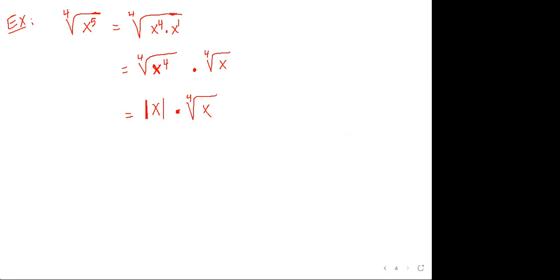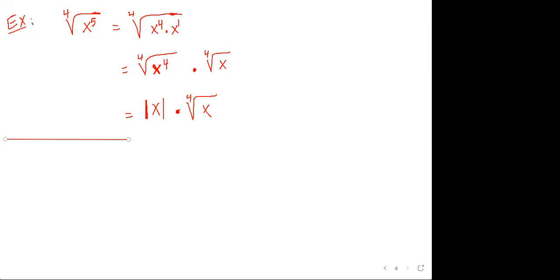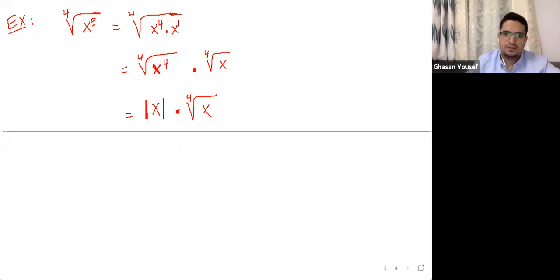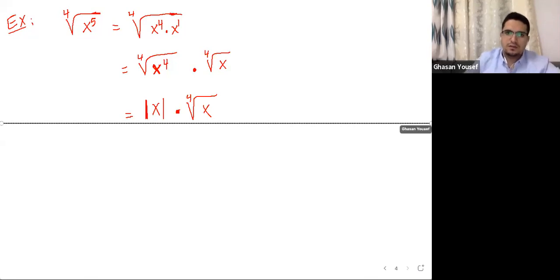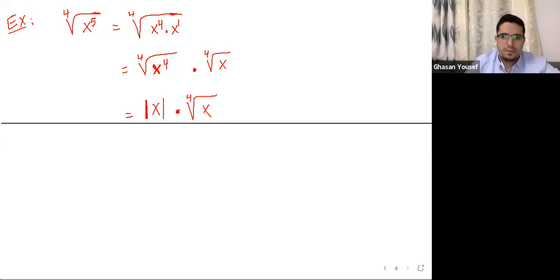Make sense? So in your final answer, would you just leave it like that, or would you have to get rid of the absolute value? Just leave it like this. Okay. Any other questions for the example? So only if n is an even number, you put the absolute value. If it's odd, you don't put it. Yes. Okay, thank you. No problem.